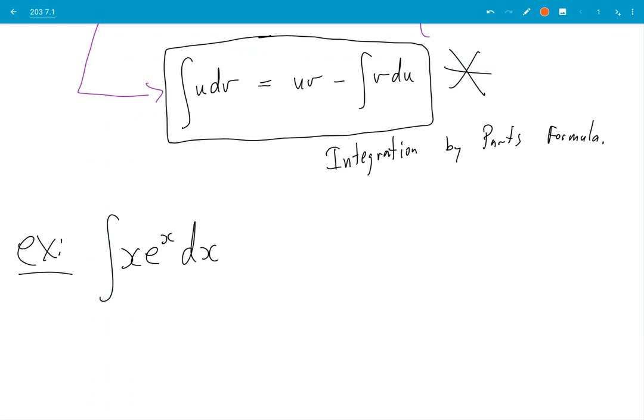So, what's the idea? This is my original integral here, and I'm going to replace it with this right-hand side. Now, the hope we have is that this integral on the right-hand side is going to be an improvement over the integral on the left-hand side.